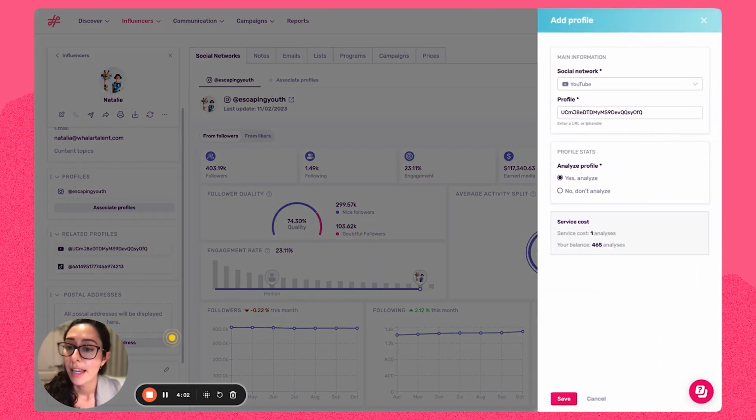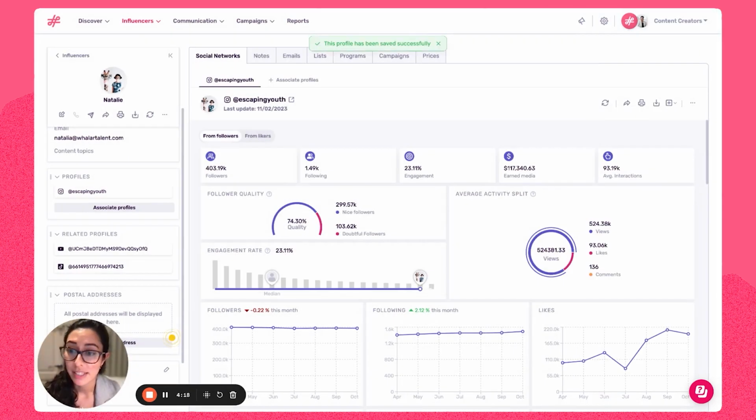And if I like it, I can go to Add Related Profile, and over here, I can select Yes, Analyze. Analyzing the profile is that extra step you take to extract the KPIs, and it comes at the cost of one monthly analysis. So if I accept this cost and click Save, in just a moment, I'll see that her YouTube profile appears up here at the top.